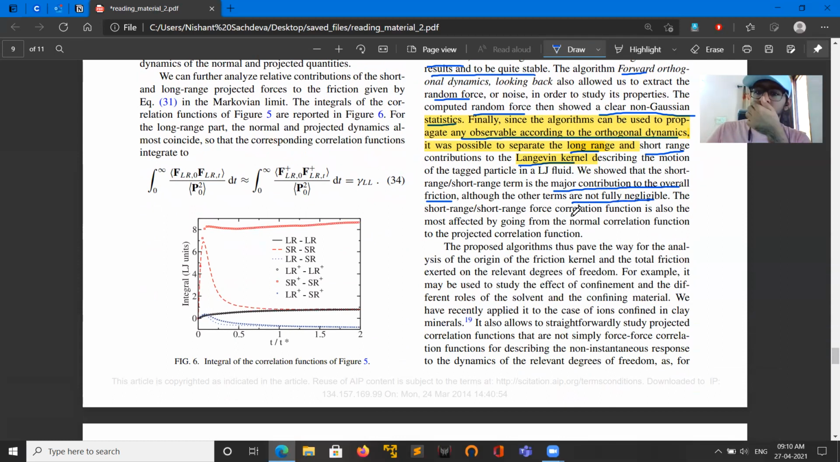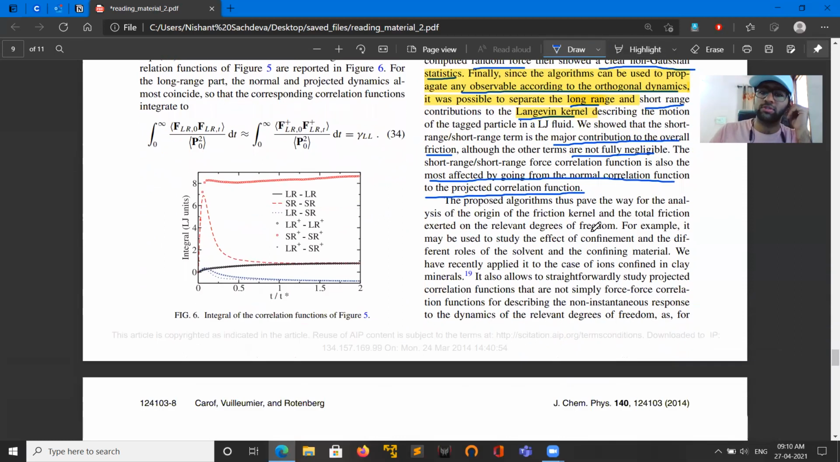The short range correlation function is also the most affected by going from the normal correlation function to the projected correlation function. So it has the most effect, and it is also the most affected when we change the correlation functions.